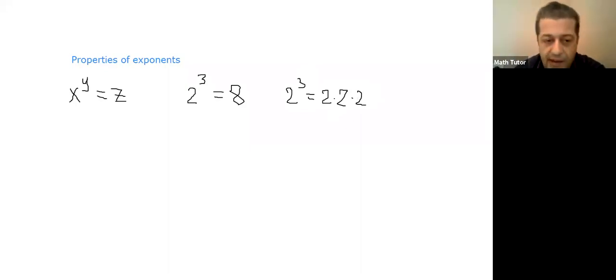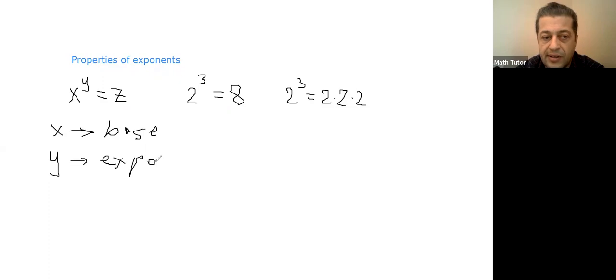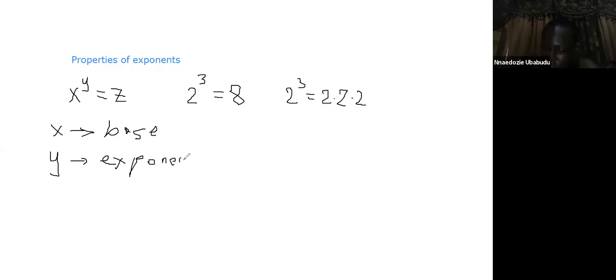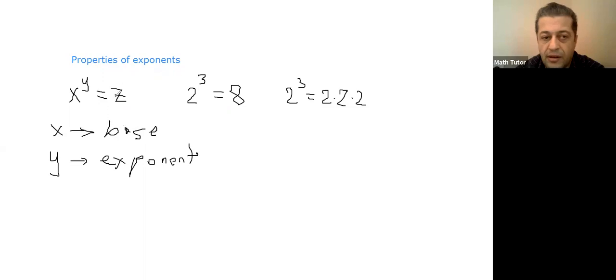Basically, we have 3 elements in this number. The first one is the base. X is known as the base here. The number y, the number written at the position of y, is known as the exponent. And the number z, the result, is known as the power.